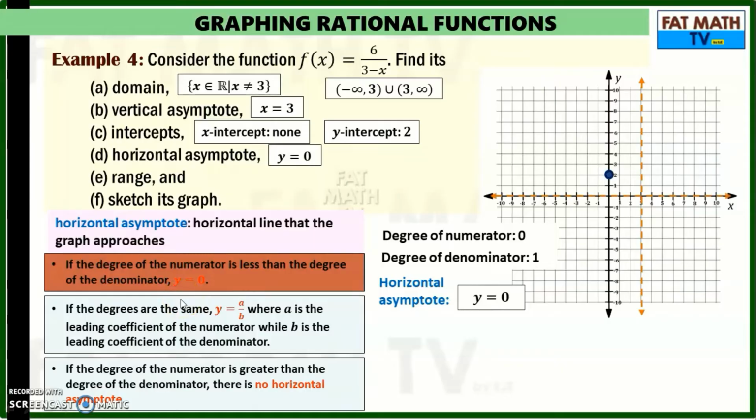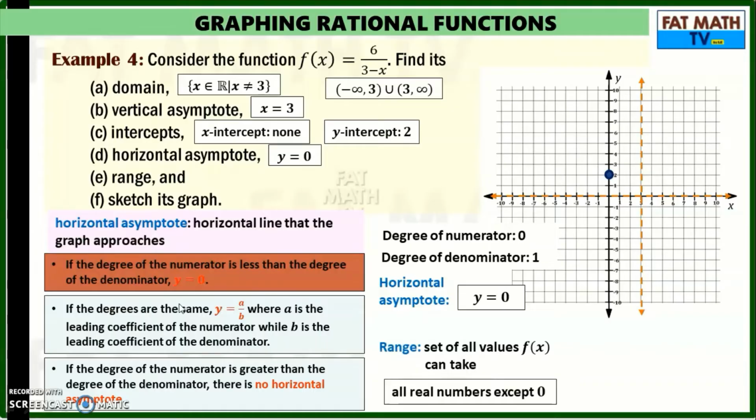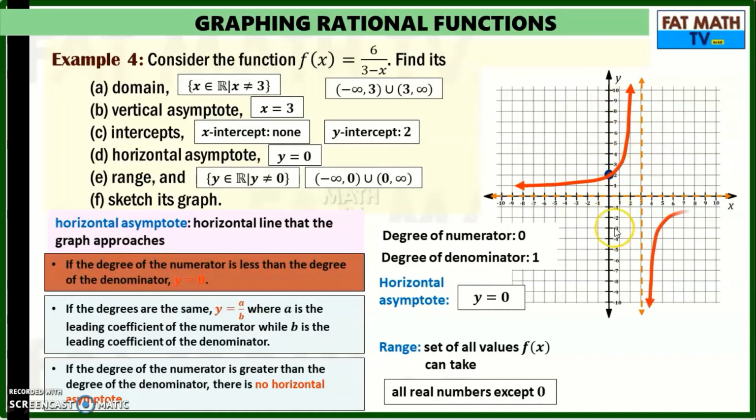So since the horizontal asymptote is y equals 0, the range will follow that it can take any real number except 0. So the graph should pass through this, so it should be like this. So the graph will be that and this. Okay? So for this common type of rational function, linear over linear, the graph is always this, a hyperbola.